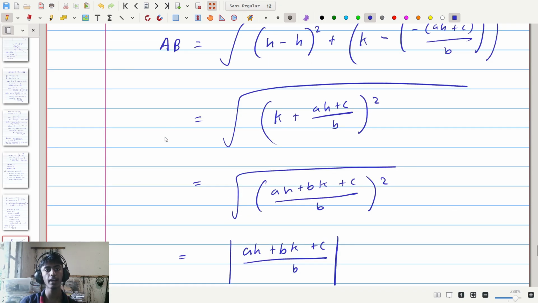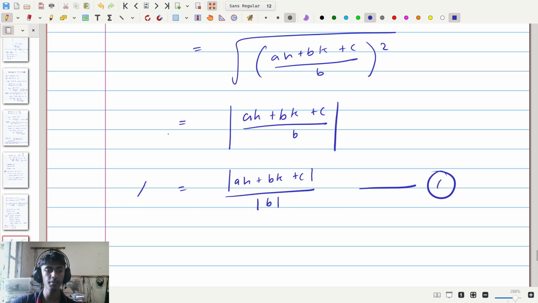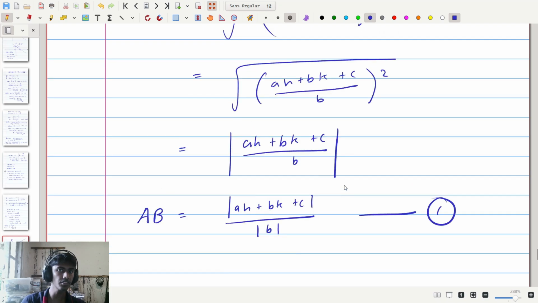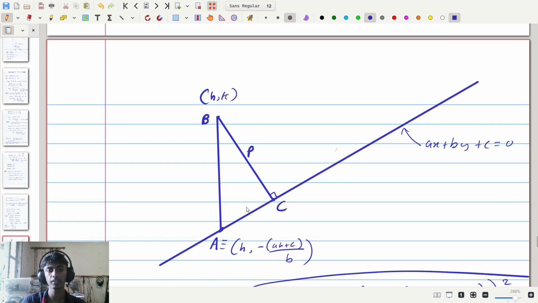So therefore we have that the length AB is equal to the absolute value of AH plus BK plus C divided by the absolute value of B. Now let's consider a horizontal drawn from the point A like so, and let's suppose this angle here is theta. Then this angle here would also be theta.